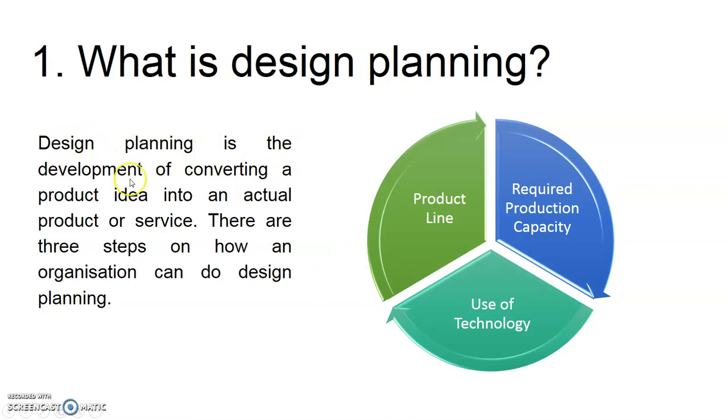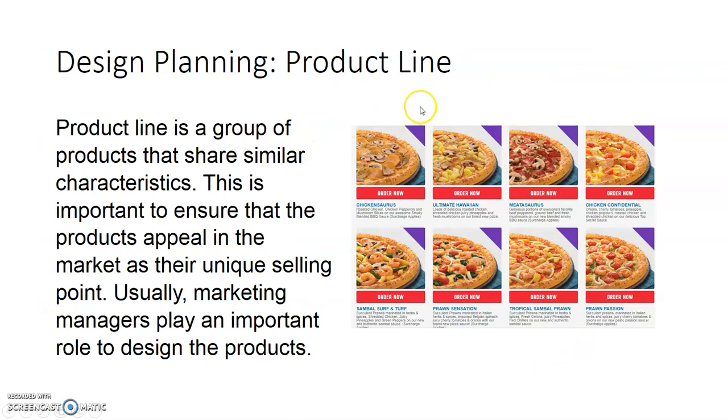Design planning is the development of converting an idea into an actual product or service. There are 3 steps on how an organization can do design planning. The first one is product line, the second one is required production capacity, and the third one is use of the technology. Okay, now, product line. What is a product line? Remember, in class, I always emphasize on this. It is a similar product with minor different characteristics. This is important because why?